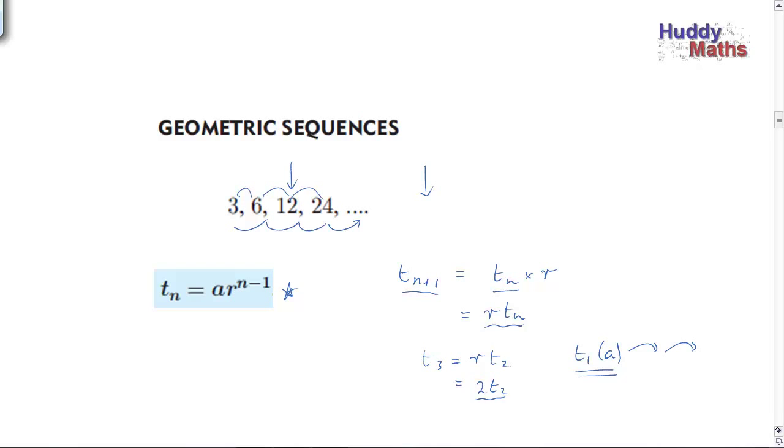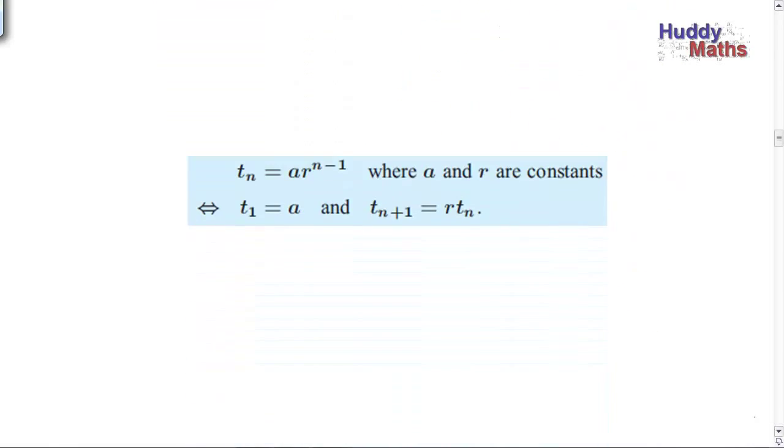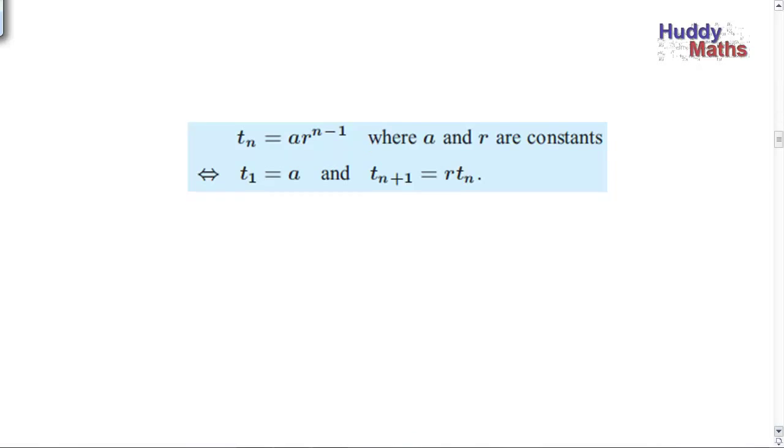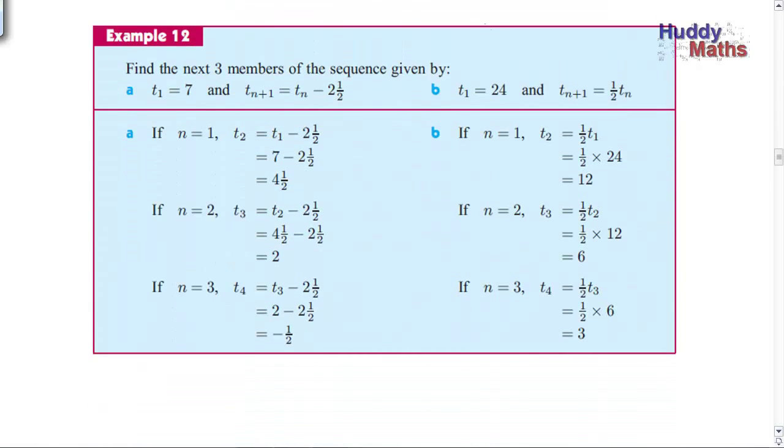Okay, let's have a look at doing something with this. And there's our summary from Hayes and Harris, so you should have a look at that in the book. Okay, there we go. Let's look at some examples now. So find the next three members of the sequence given by these. So you're given a term and then you're told how to build on it. Read this as any term is the preceding term, take 2.5.